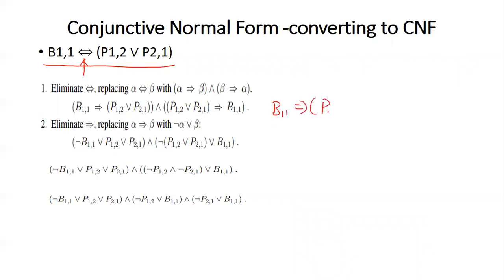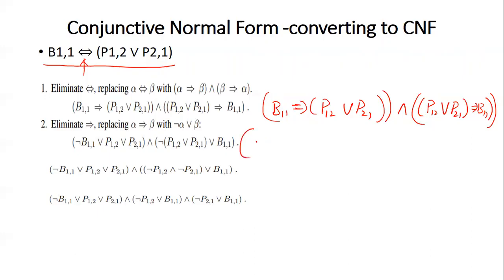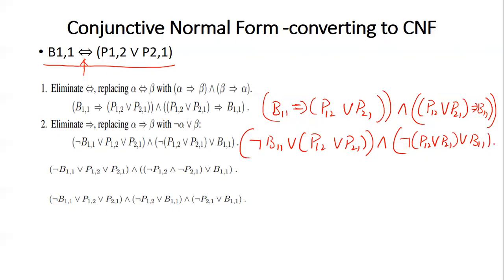B11 implies P12 or P21, and P12 or P21 implies B11. Okay, like this it will be converted. But now this sentence also includes implies. Now we have to remove the implies. So when you remove the implies, this sentence will be converted into not B11 or P12 or P21, and not of P12 or P21, or B11. Right, like this it will be converted.